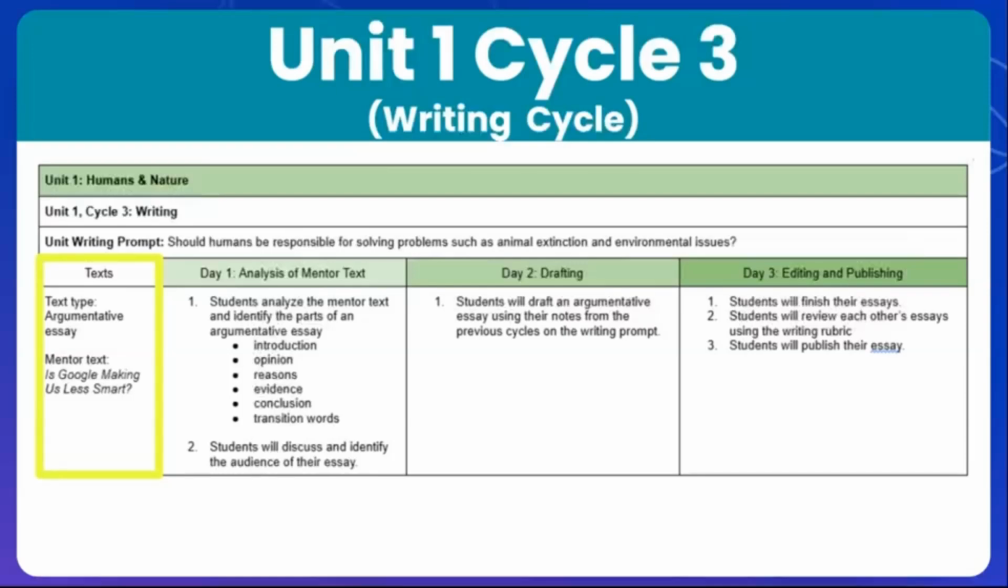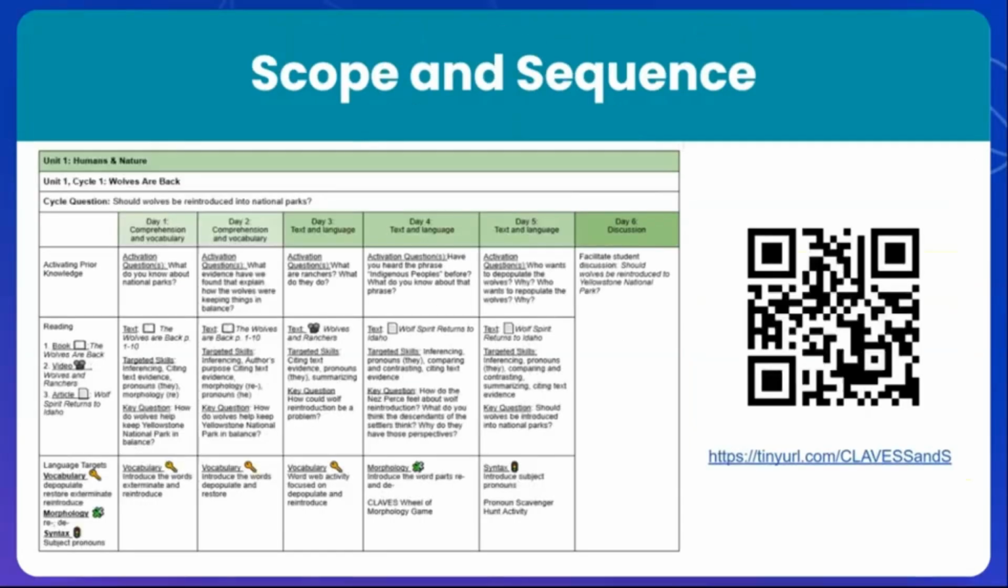You will then see a day-by-day breakdown of this cycle starting with day 1, where students will analyze the mentor text and then discuss and identify the audience of their essay. In day 2, they will draft their argumentative essay, and then finally in day 3, they will edit and publish their essay. And that's all for the scope and sequence for Unit 1.